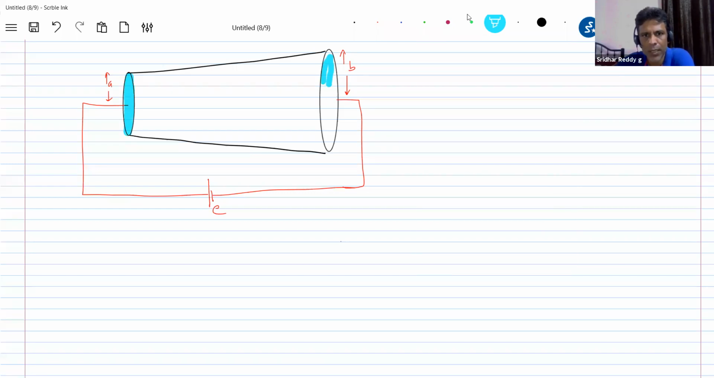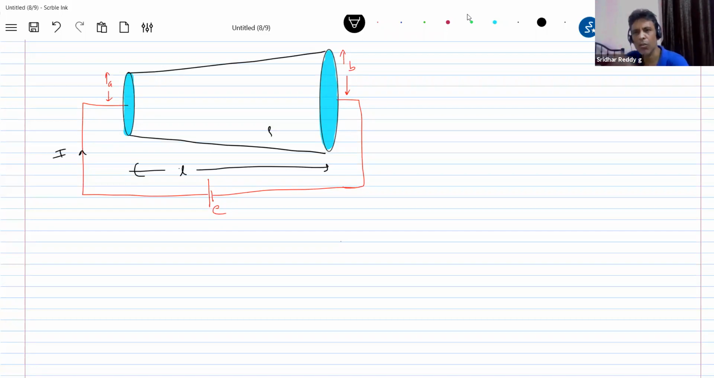Let L be the length along the axis. Now we have to get the expression for the current. Go back to thermal conductivity. Here, along with this, we'll discuss the drift speed, electric field, and all other quantities.